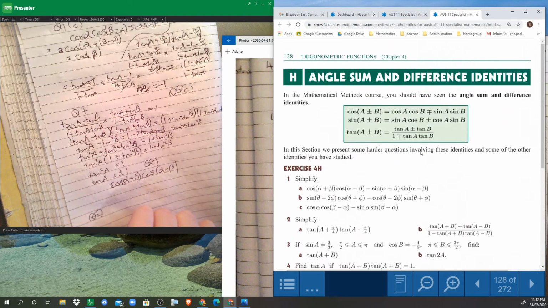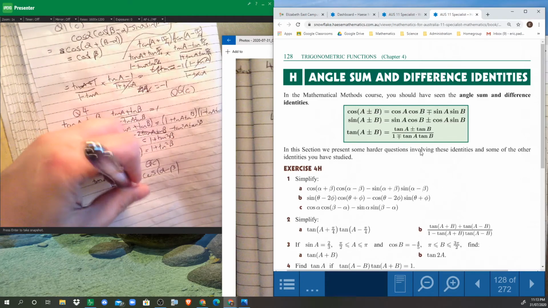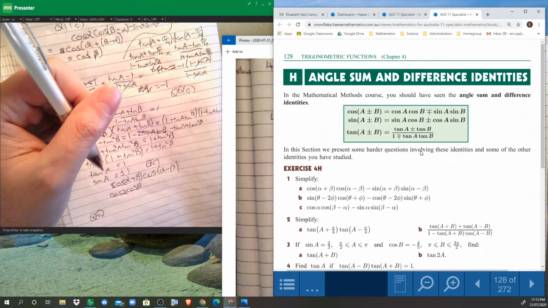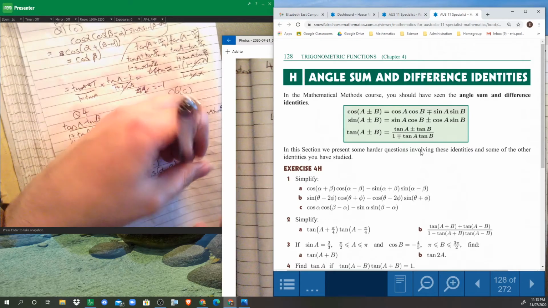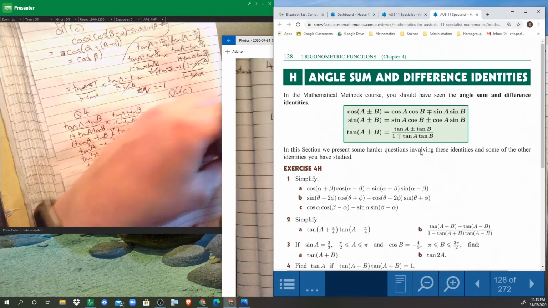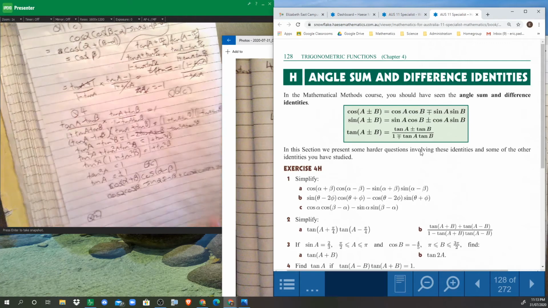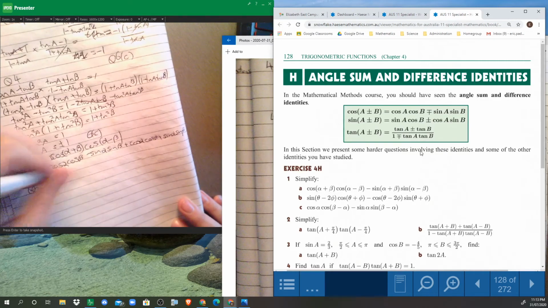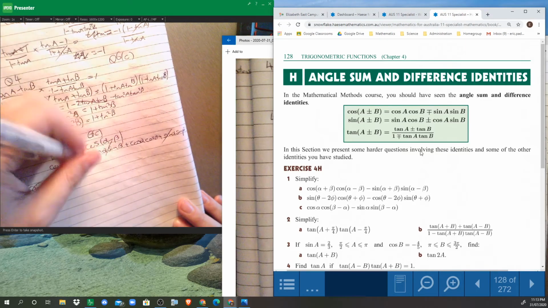What can we do? All right. Cosine alpha cosine beta minus sine alpha sine beta. And then the second one is plus cosine alpha cosine beta plus sine alpha sine beta. There you go. All right, and those cancel. So it's 2 cosine alpha cosine beta.